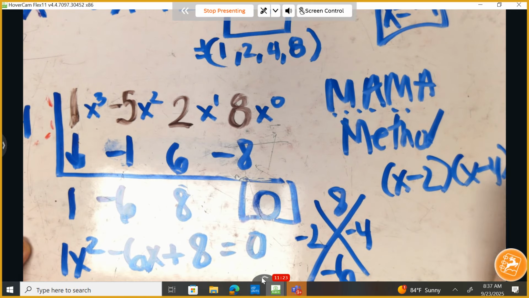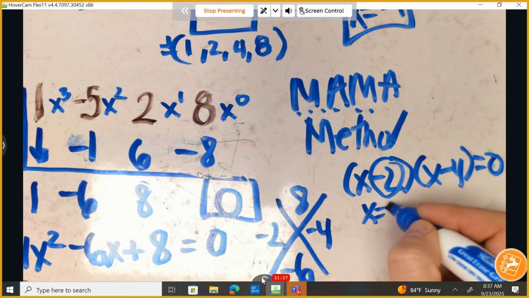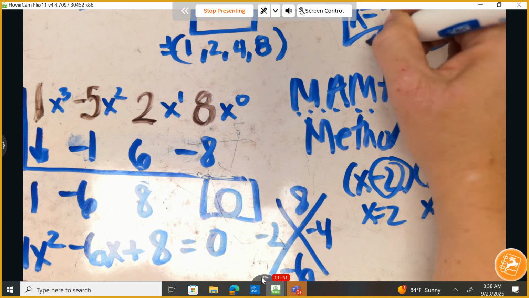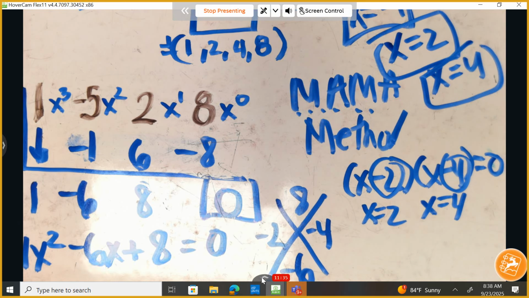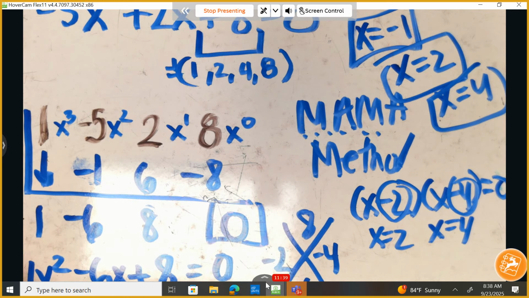Now I like this form because in this form it makes it really easy. One answer is 2 and the other answer is 4. So here I have 3 solutions: 2, 4, and -1. We're going to do one more example in this video, a third and final example.